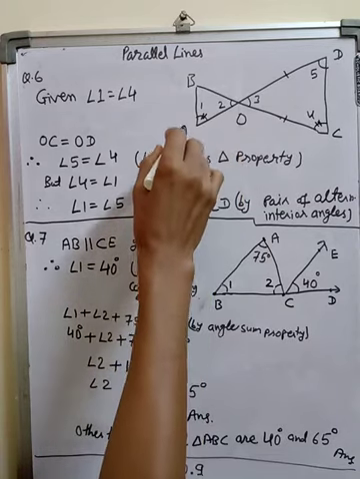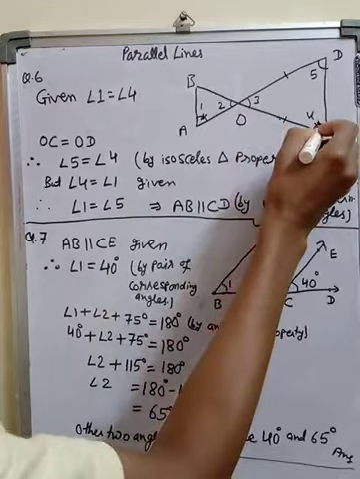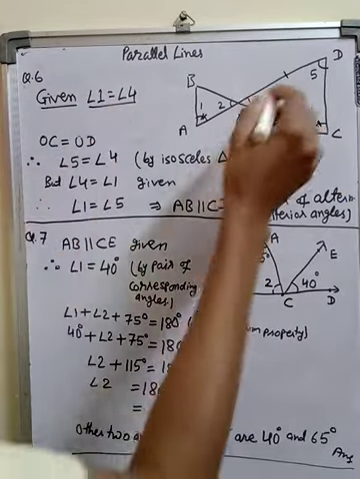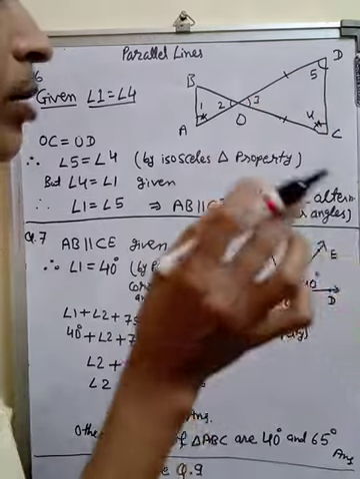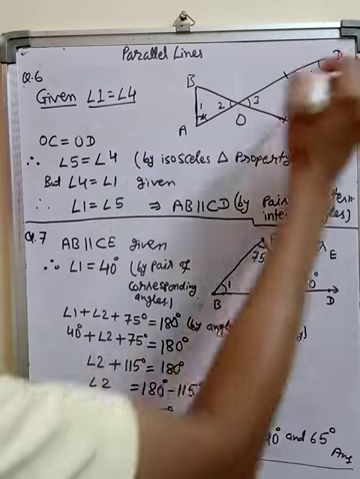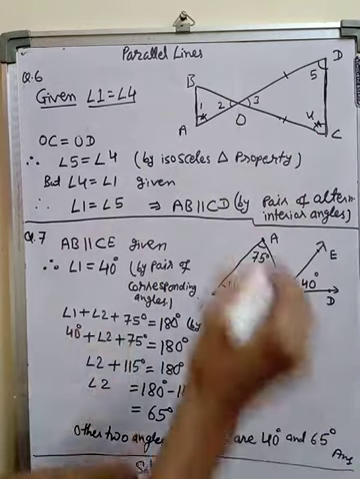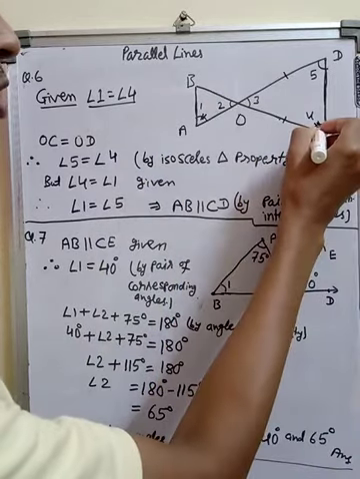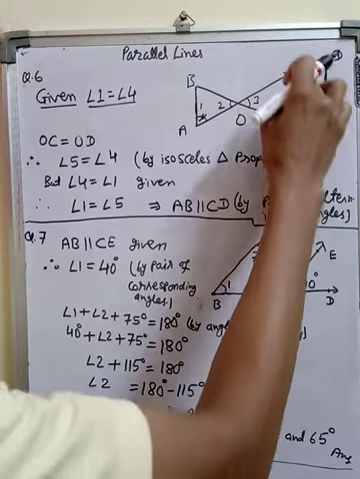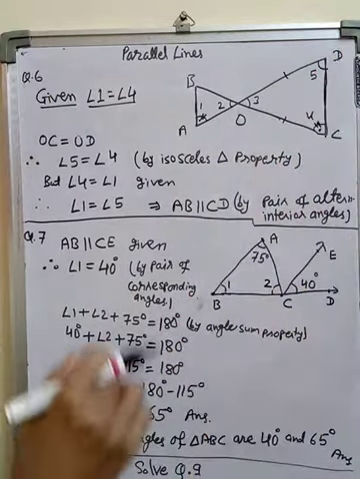It is given that these two angles are equal, angle 1 and angle 4, and these two sides are also given equal. On the basis of this, we have to prove that AB and CD are parallel. So once again you see, these two angles and these two sides are given equal, and we have to prove AB parallel to CD.